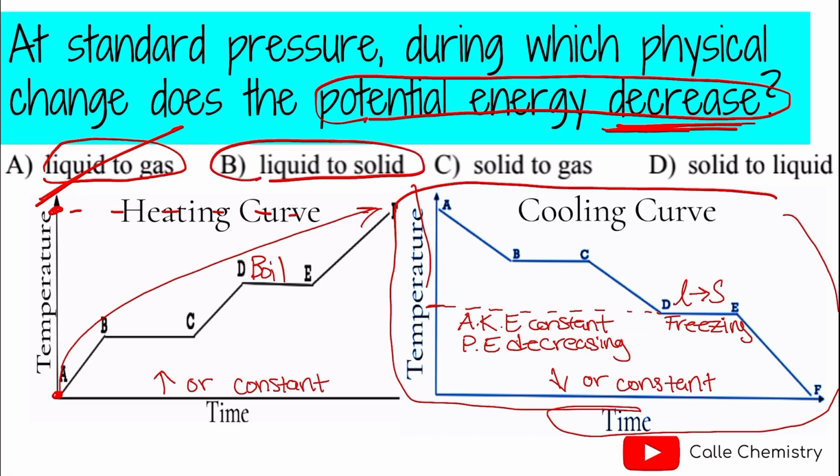So this is my answer. Just to go through them to see that these are not the correct answers. C says solid to gas. Solid to gas, that is called sublimation, and that is found on the heating curve, which is what we don't want to use for this question. And then we have a solid to liquid, which is melt, once again on the heating curve. So that's why we are going to rule that out. Our answer choice is B.